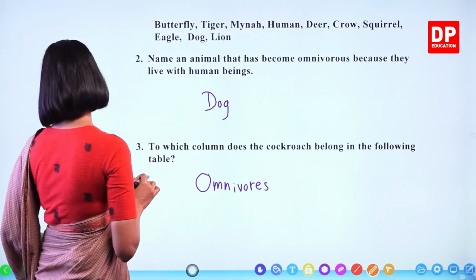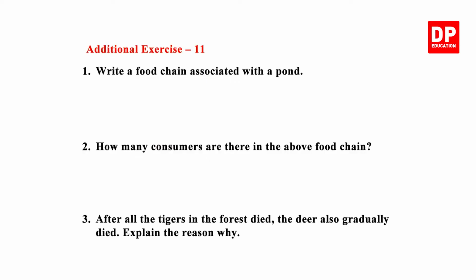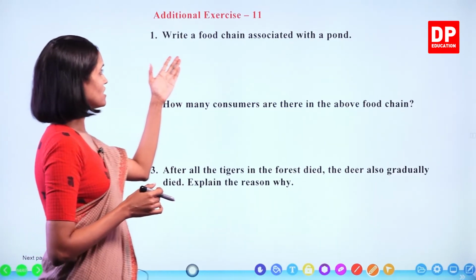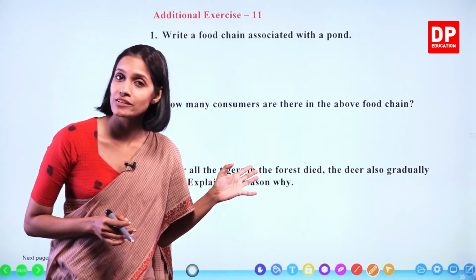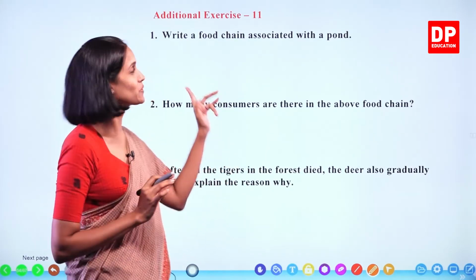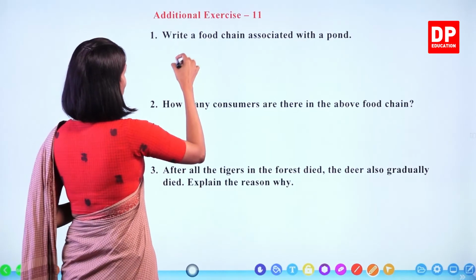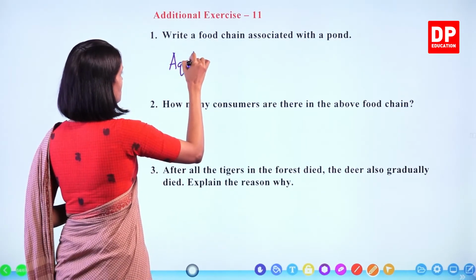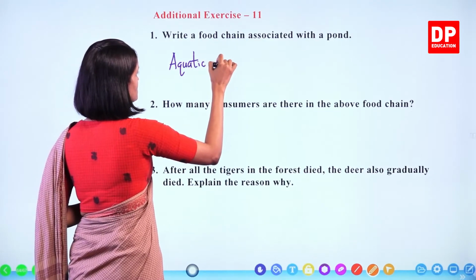Right? Exercise number 11. Write the food chain associated with a pond. Very easy now. I hope you all have done this right. Okay, we'll write aquatic plants.